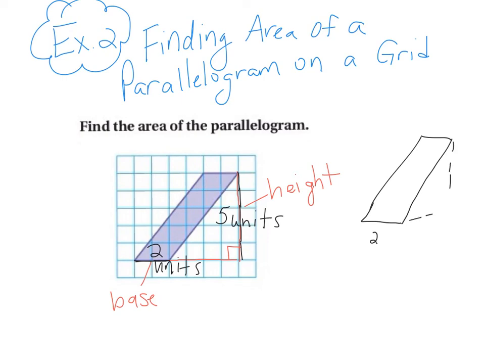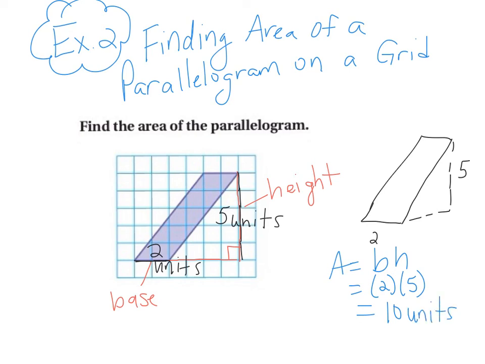And a lot of times you'll start to just sketch in your height line, which would be 5, and then you can use your formula, which is still area equals base times height. You can fill it in with the base being 2 and the height being 5, and 2 times 5 is 10. And again, because they didn't tell us what the unit is, we just call it units squared or square units.